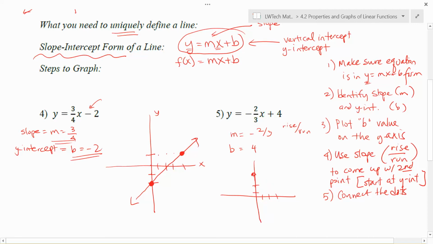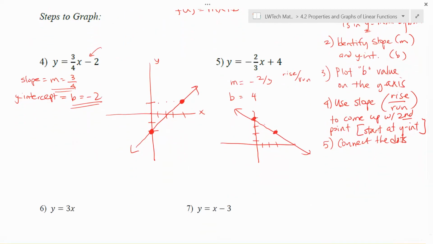Oh, erased too much there. So from 4, 1, 2, 3, 4. There's my 4, down 2 over 3. There's my second point. And now that I have 2 points, I can connect the dots and I'll have the graph of a line. So that's basically all there is to it.